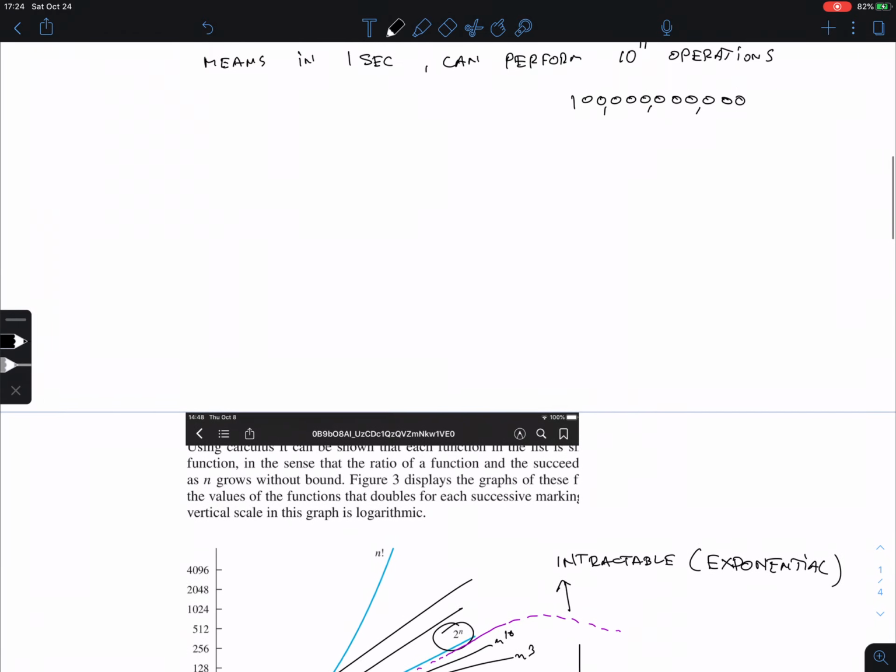But let's think about another problem here. We haven't actually discussed it really, but I'm going to describe it now. This is satisfiability. Let me use a term that the book uses. Okay, let me call it satisfiability. And it is the following problem. It goes back to the very first lectures.